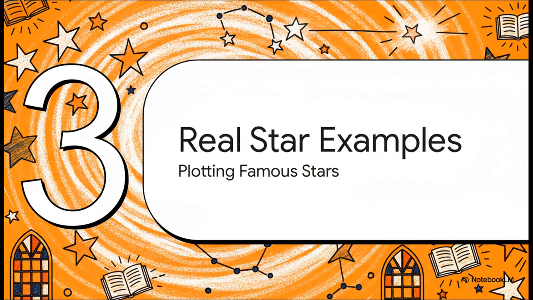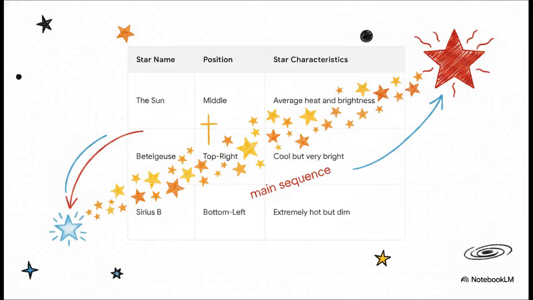Section 3, Real Star Examples, Plotting Famous Stars. Let's actually see where three distinct famous stars land to really build our understanding. First up, take a look at our own sun. It sits right smack in the middle in a diagonal band that astronomers call the main sequence. That's because it has an average temperature and average brightness.